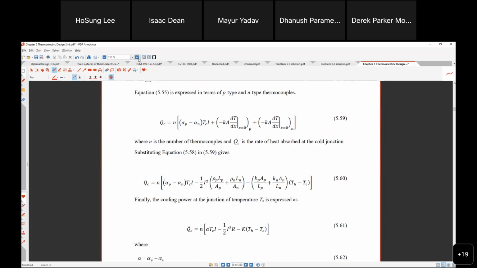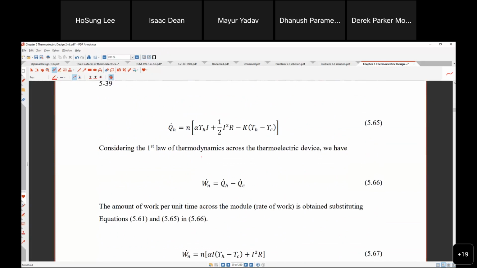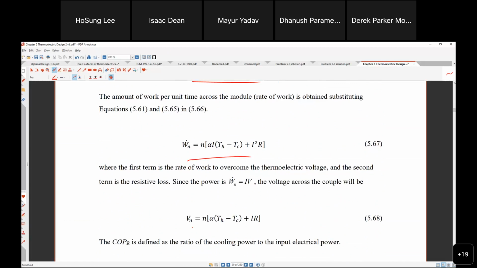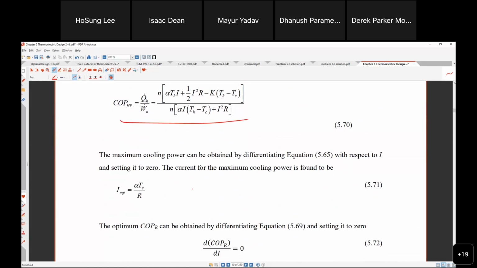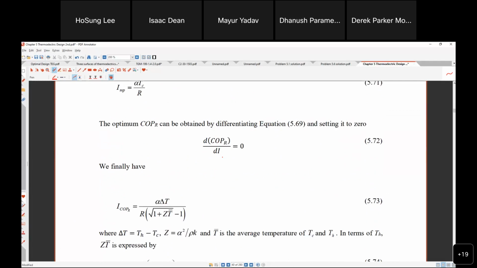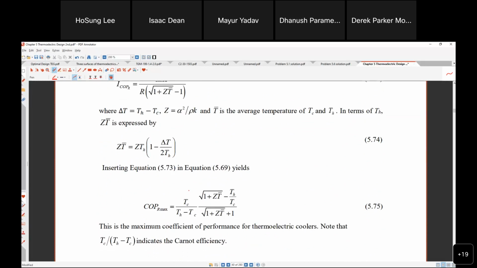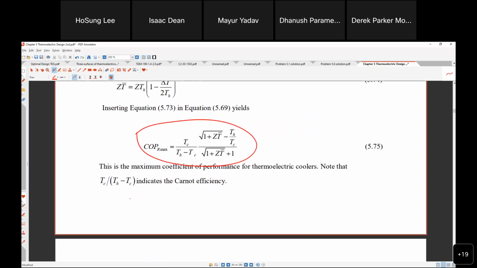Now I think the same QC, cooling, heating, and power. And this is very straightforward. COP and COP HP, heat pump. Well, we can have some optimum COP. We can do that, but that's not really important. Anyhow, this is optimum current for maximum COP. So we can even have an expression for maximum COP, no problem.